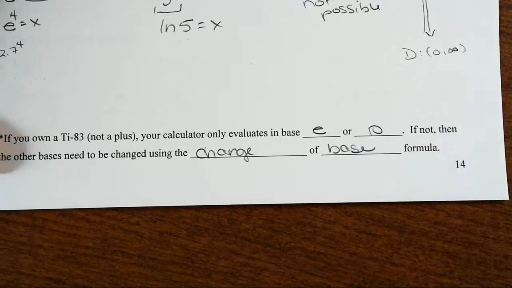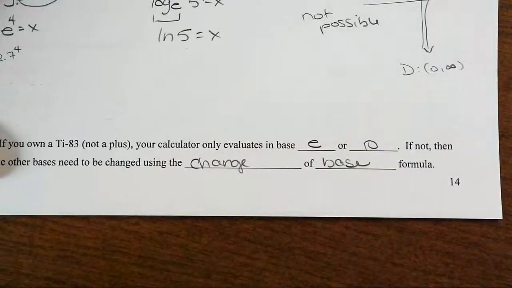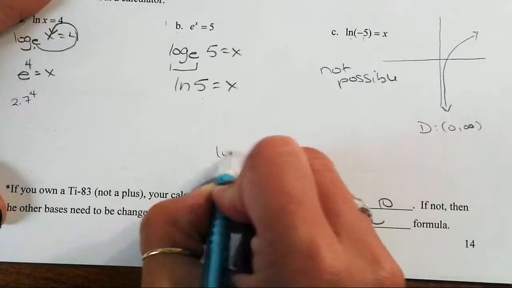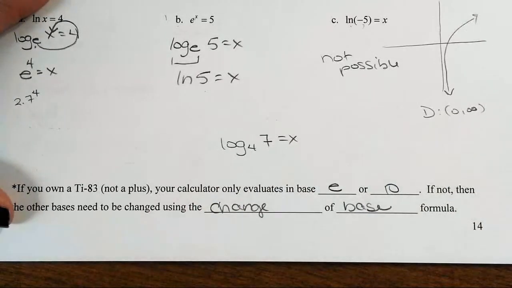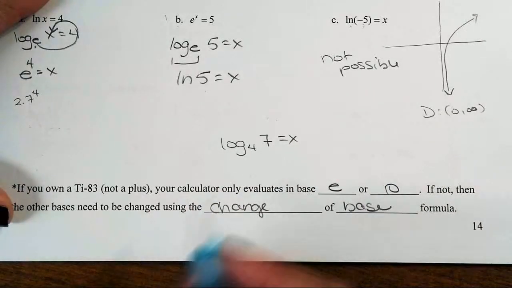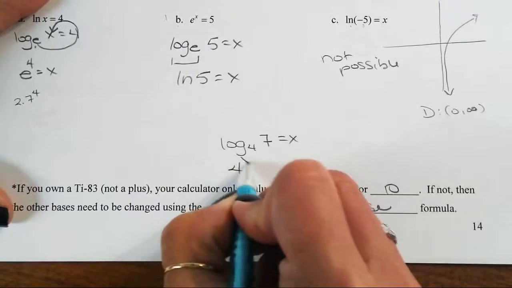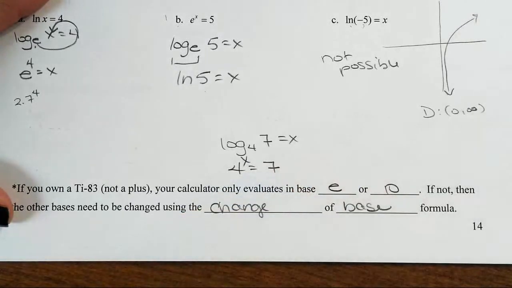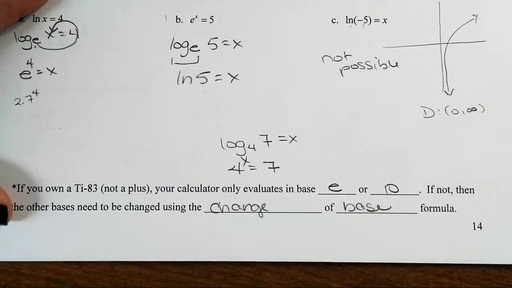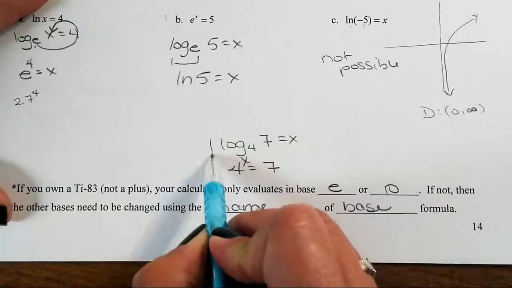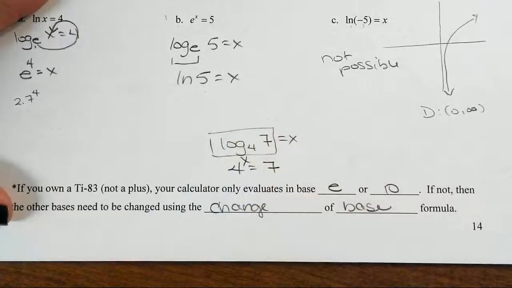However, there is a way to evaluate a problem that is not base 10 or base e and that cannot be rewritten. For example, log base 4 of 7. If I set that equal to x, the first thing we would try is to rewrite it as an exponential, or 4 to the x is equal to 7. I don't know what power 4 has to be taken to get an answer of 7. Therefore, I can actually use the TI-84 Plus in this classroom to evaluate log base 4 of 7.